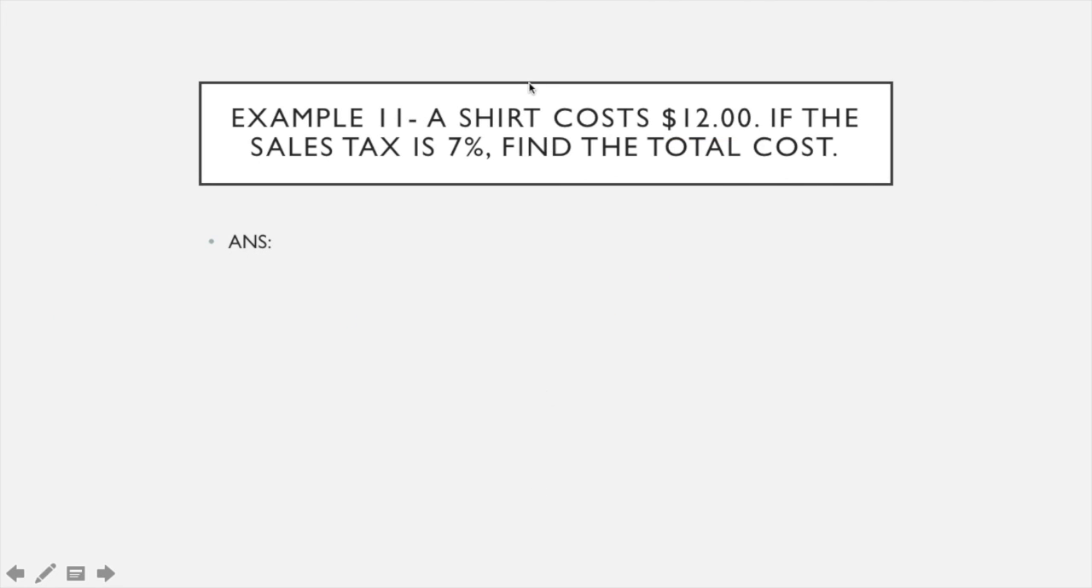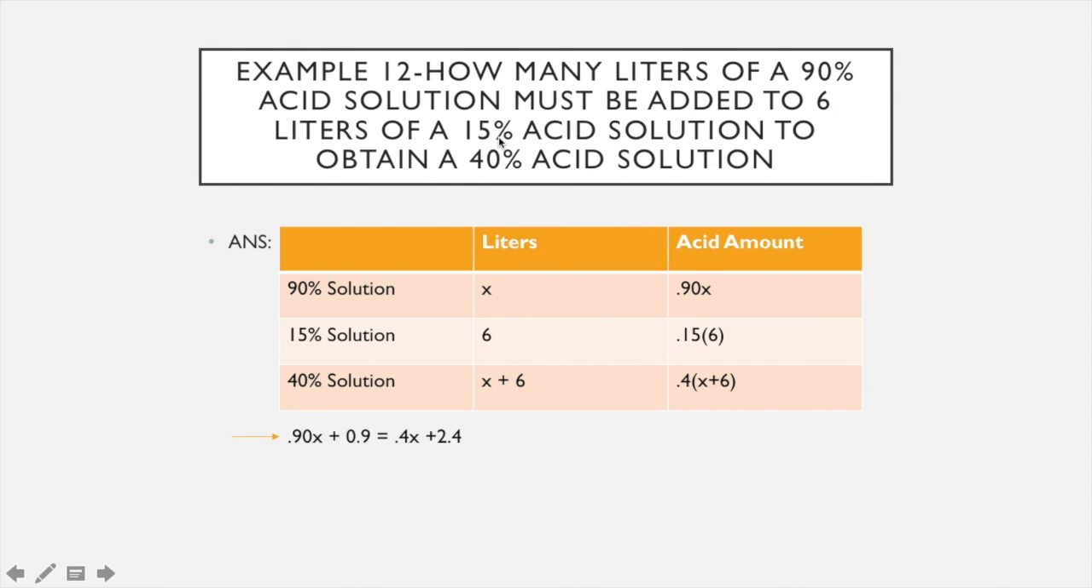Okay, next one. A shirt costs $12. That's the problem we just did. So we're good on that one. So the 12th and final example for today.